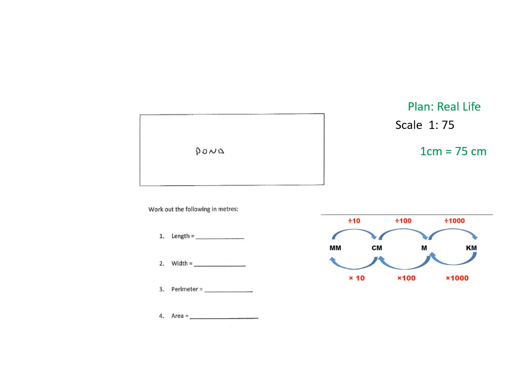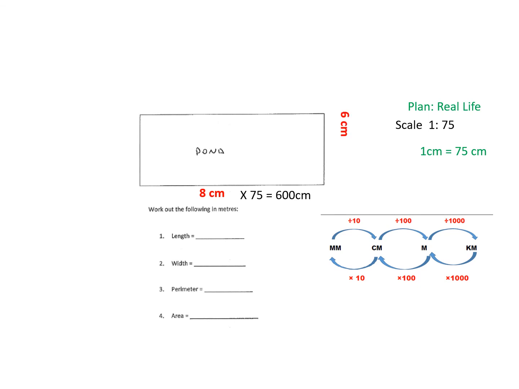To do this question, I'm going to need my diagram for conversions, and then I'm going to need my ruler to measure the length and width of the pond. So I'm going to measure the length, 8 centimetres, and I'm going to work this out in real life. So I'm going to go 8 times 75, which is this part of the scale. Remember, it's scale to real life, we always multiply, and we get 600 centimetres in real life.